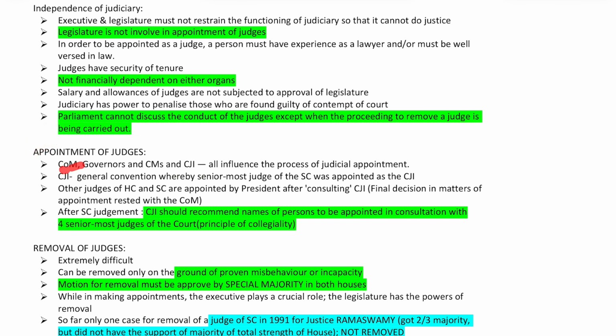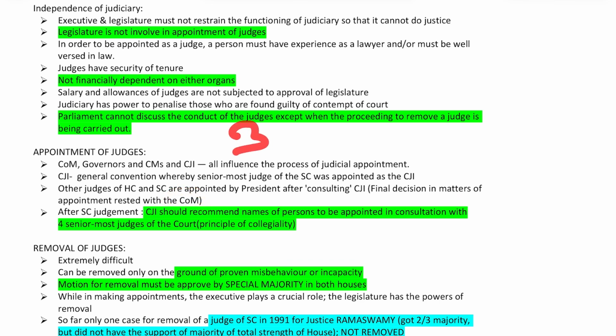The Council of Ministers, Governors, Chief Ministers and the CJI, all of them influence the process of judicial appointment. But mostly it is the collegium system. Then the Chief Justice of India: by a general convention, the senior-most judge of the Supreme Court is appointed as the Chief Justice of India. Other judges of the High Court and Supreme Court are appointed by the President after consulting with the CJI. The final decision in matters of appointment rests with the Council of Ministers.